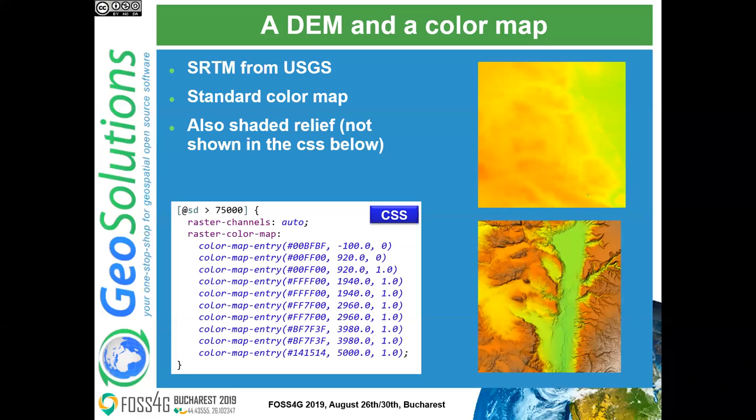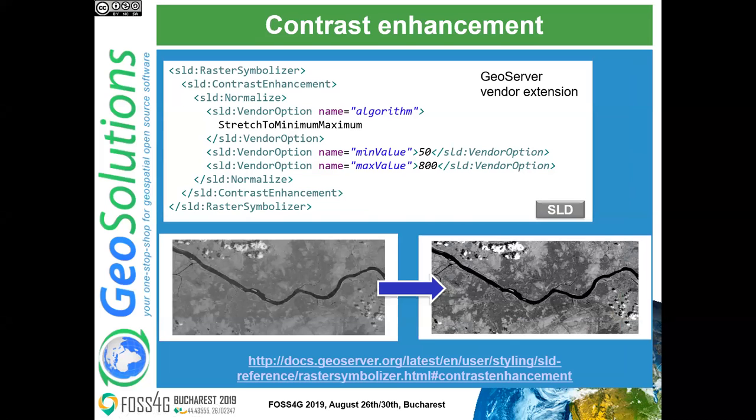Raster styling also has its own set of features. Here I'm displaying in a CSS the notion of a set of color map entries that are matching colors with elevations in this case. We can do shaded relief as well, and then the result would look more like this, which is kind of nice. If you have data expressed as 16-bit, you probably want to do contrast enhancement on it, and there are vendor options to control how the contrast enhancement is done.